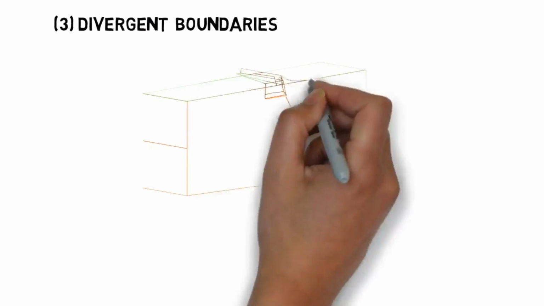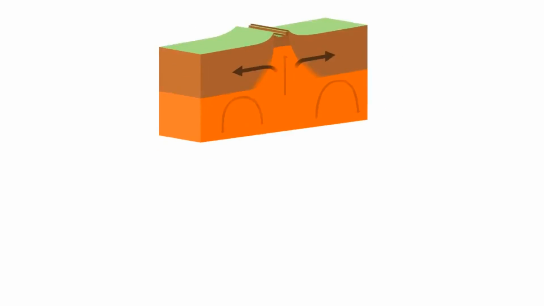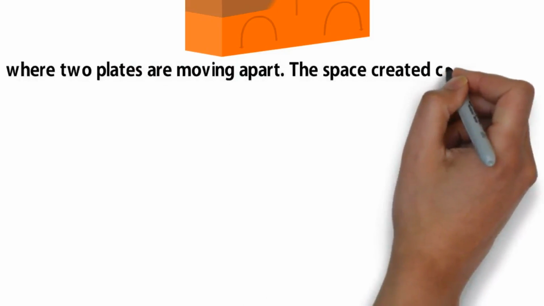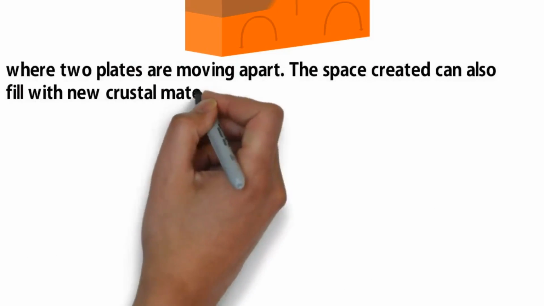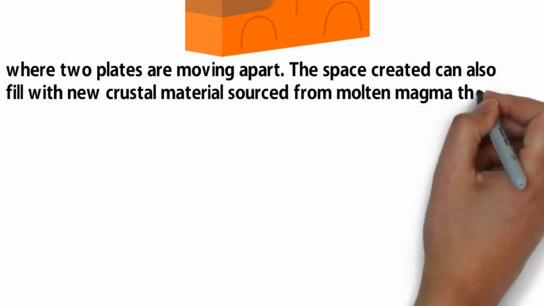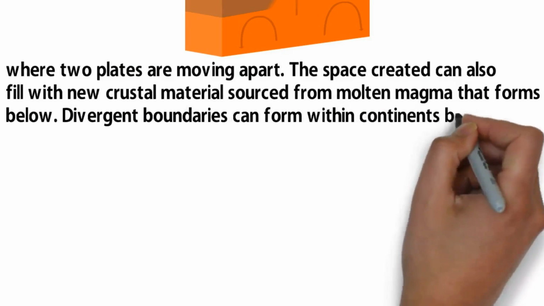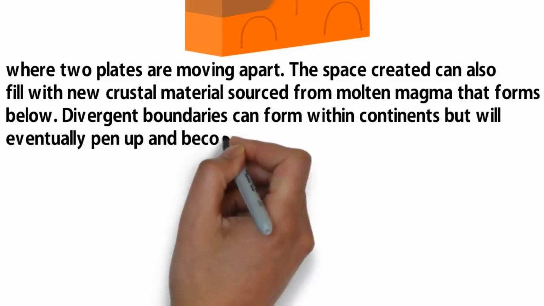3. Divergent boundaries, where 2 plates are moving apart. The space created can also fill with new crustal material sourced from molten magma that forms below. Divergent boundaries can form within continents but will eventually open up and become ocean basins.